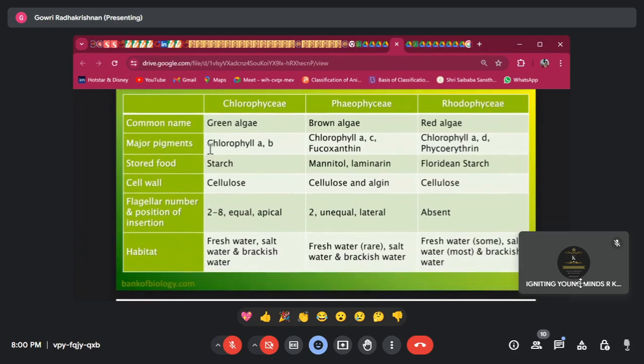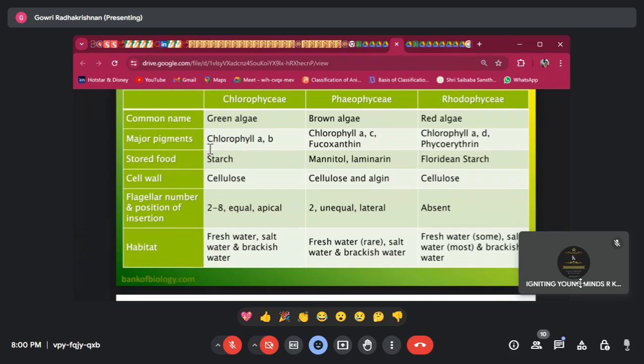All right, stored food: starch in Chlorophyceae, mannitol and laminarin in Phaeophyceae, and Floridian starch in Rhodophyceae. Cell wall is cellulose in Chlorophyceae, cellulose and algin in Phaeophyceae, then again cellulose in Rhodophyceae. Flagellar number and position of insertion: 2 to 8 equal apical in Chlorophyceae, 2 unequal lateral in Phaeophyceae, and those are absent in Rhodophyceae.